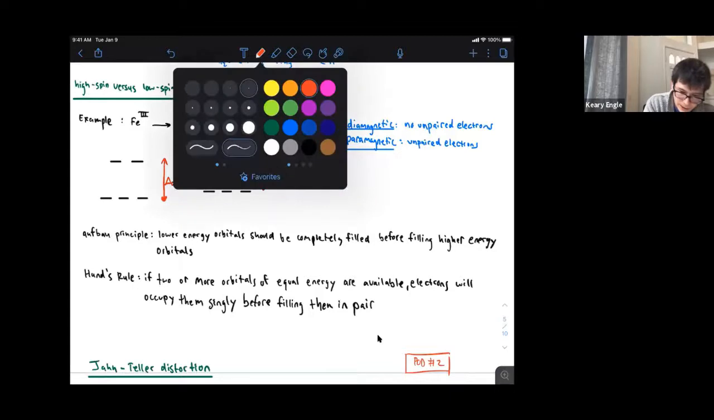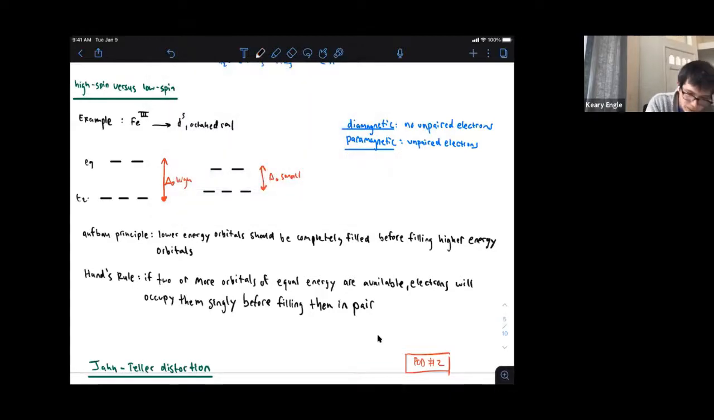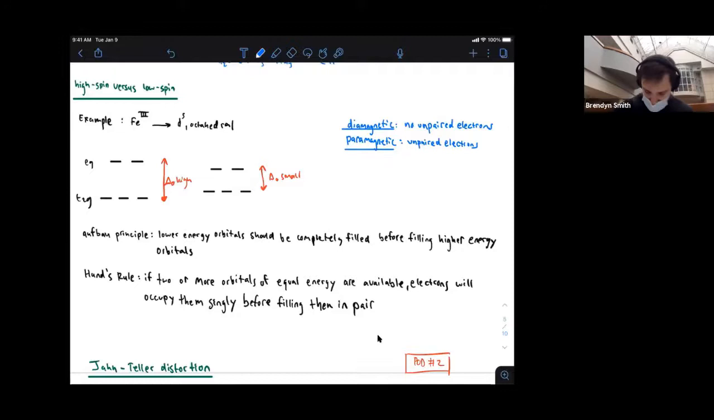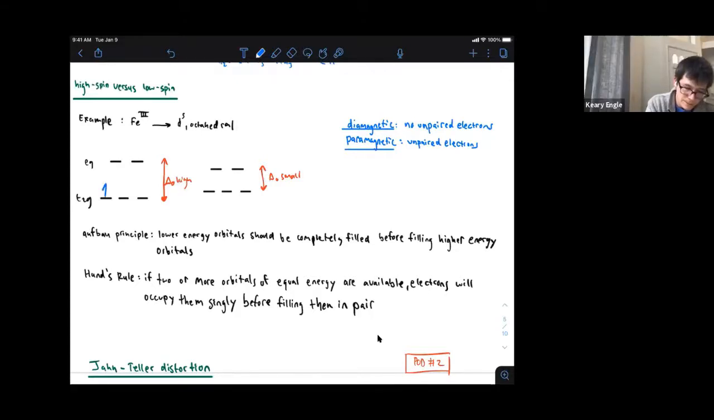Okay, so now let's fill in our five electrons. Brendan, do you want to tell us what will happen in these two scenarios? I guess you'll have, sorry, I'm not sure of the difference between the delta high and delta small. Okay, let's fill in, maybe this will be obvious. Let's consider the left case first. Sure. So you fill the first three electrons, and then you have one unpaired electron.